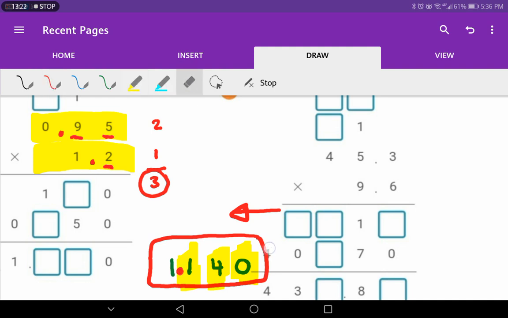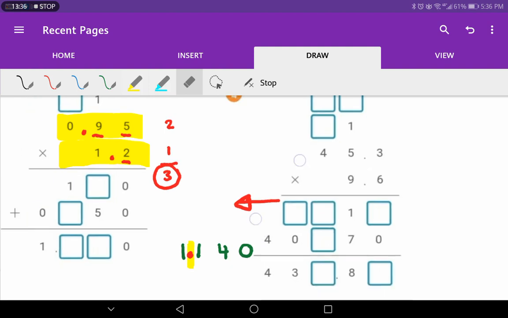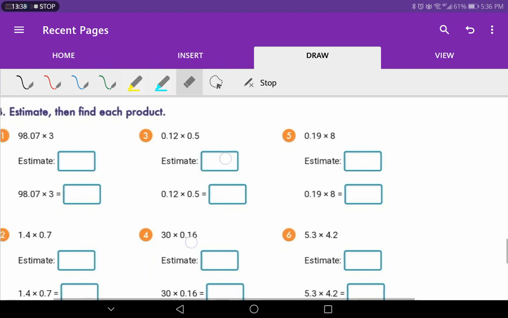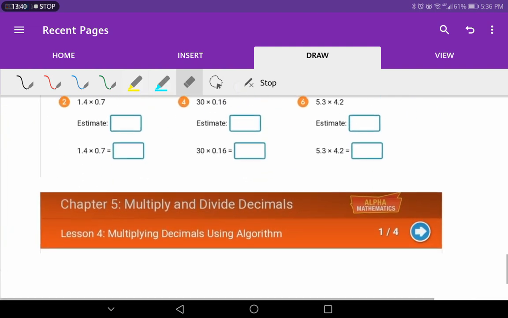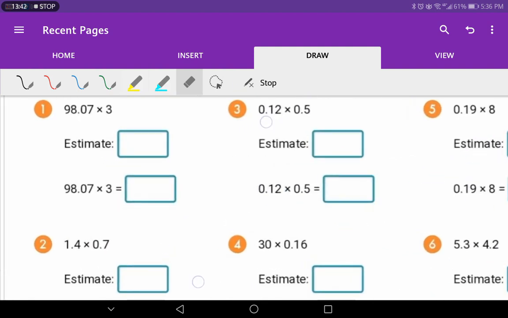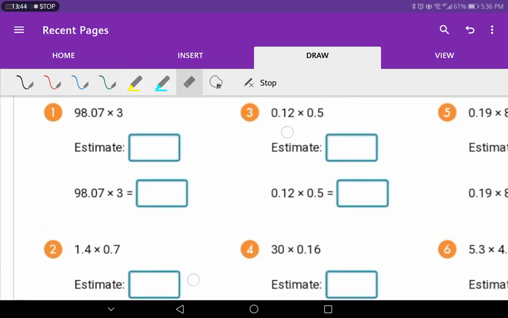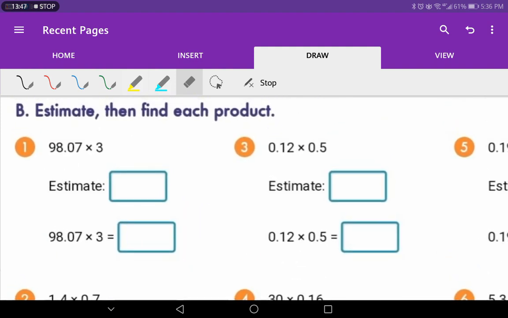So we are done. The answer is 1 whole and 14 hundredth, or you can read it as 1 whole and 140 thousandth. Bravo. Now let us work here on how I can multiply this.